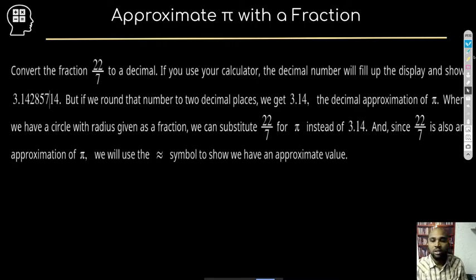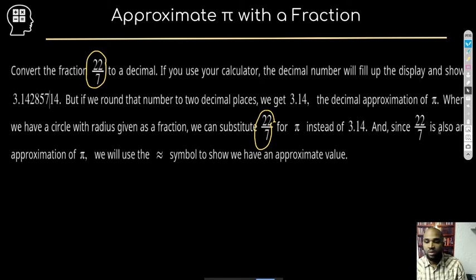If you use your calculator, this decimal will fill up the display shown, and look at what it's going to fill up to be. It's going to fill up to be 3.142857 and so on, because this also can be approximated for pi instead of 3.14. If you have a fraction, it's a lot easier to know what this looks like as a fraction, so you can kind of get an idea of how to multiply it. So when we have a circle with a radius of a given fraction, we can substitute 22 over 7 for pi instead of 3.14.